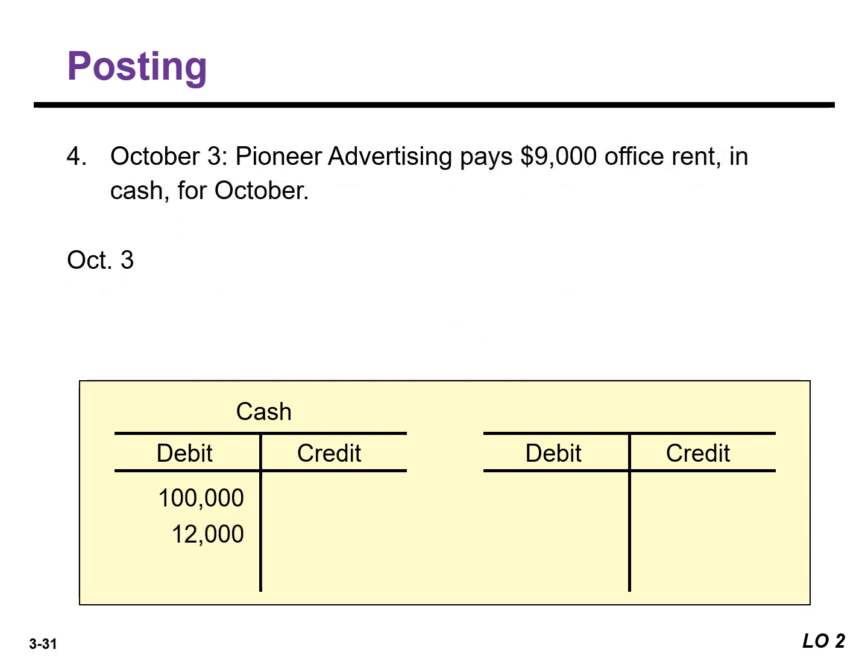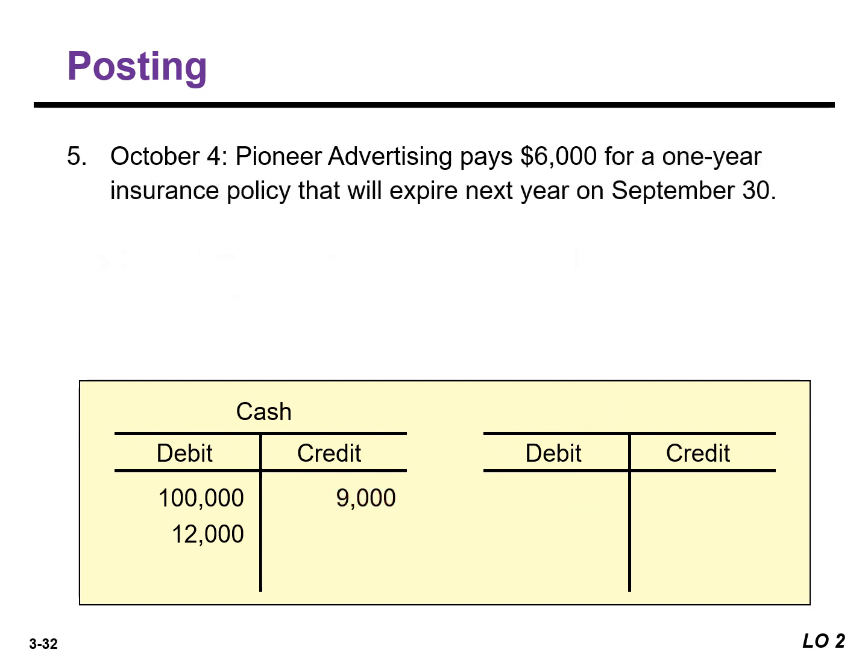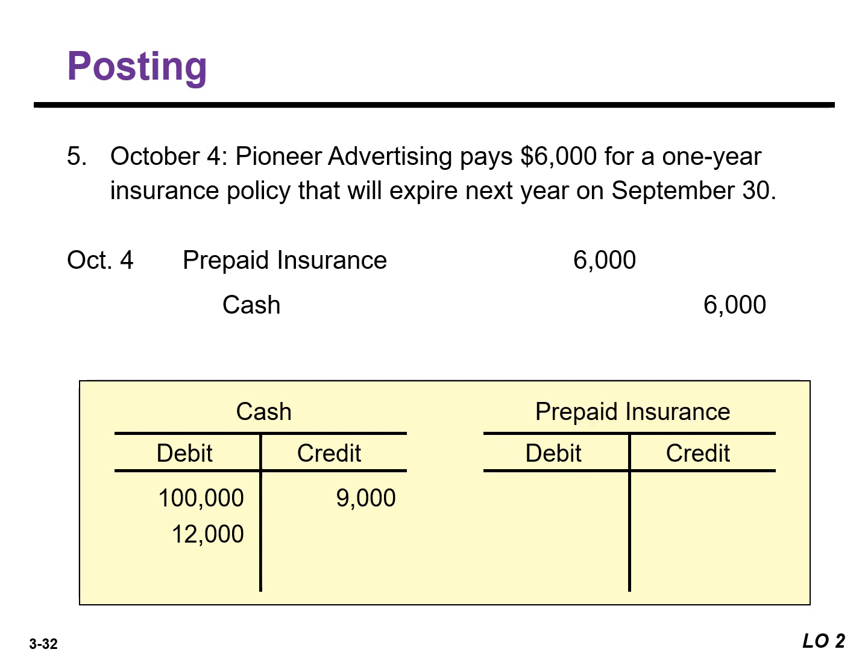We pay $9,000 in rent. So $9,000 is going to go out. We paid $6,000 for insurance that will expire next year. So that's prepaid insurance of $6,000, and we paid it out in cash. So our cash went down. Our prepaid goes up.